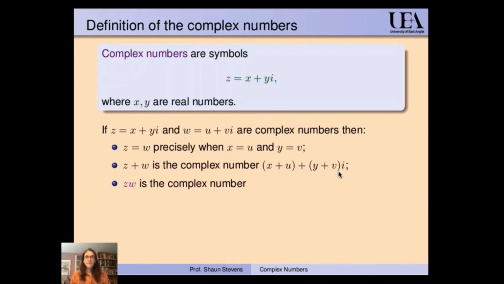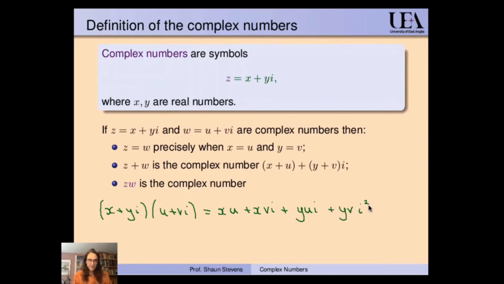But it's the same thing here. We multiply out, and we use the fact that i squared is minus 1. So here I've got x plus yi and u plus vi, and I'm going to multiply this out. So I get an xu and an xvi and a yu, and I'm going to put the i at the end just to be consistent. And finally, yvi squared.